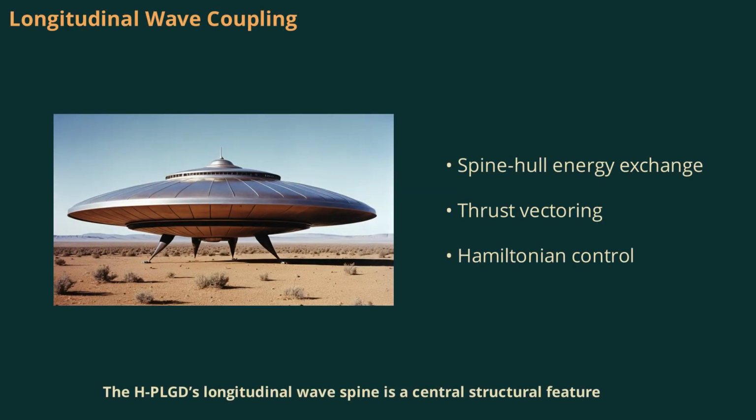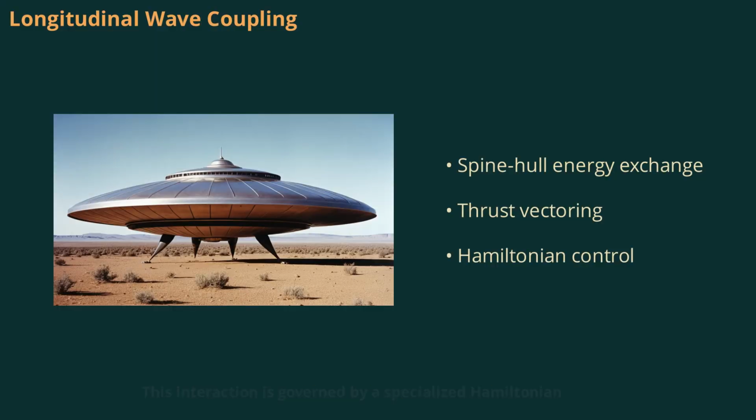H-PLGD's longitudinal wave spine is a central structural feature that supports energy exchange between different modes within the craft. By coupling spine modes with hull phonons, the system enables precise thrust vectoring. This interaction is governed by a specialized Hamiltonian, allowing the craft to direct energy where it's needed most for maneuvering and stability.